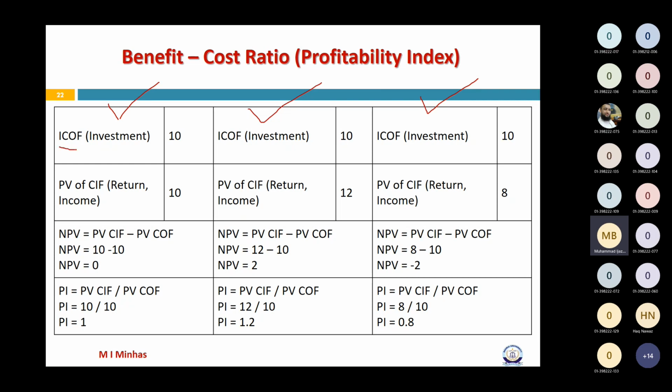Let's say if my initial investment, the initial cash outflow, the ICOF, is 10 million, 100,000, or whatever it is, or 10 rupees. And the present value of cash inflows.